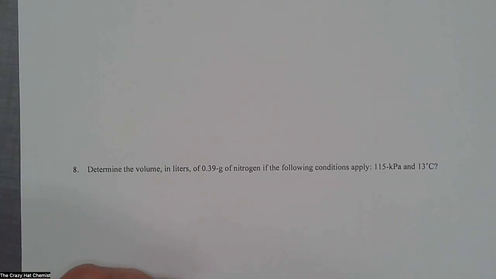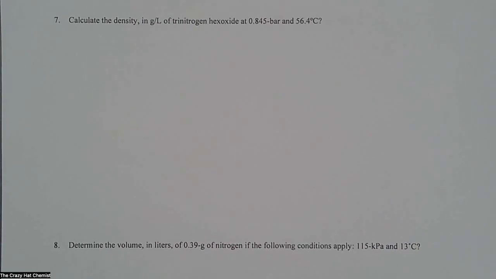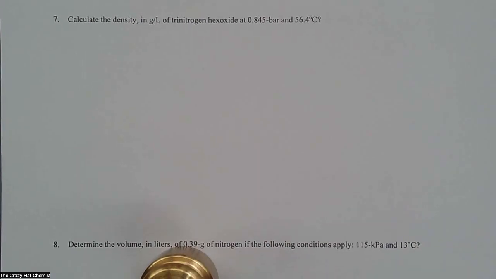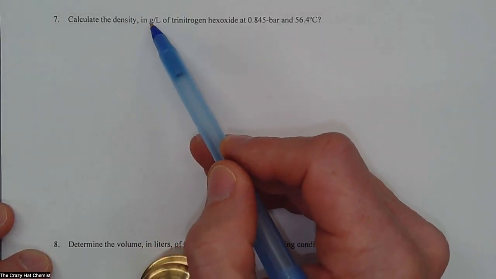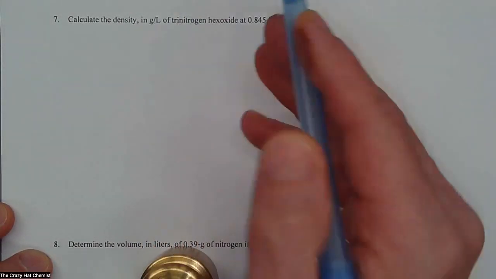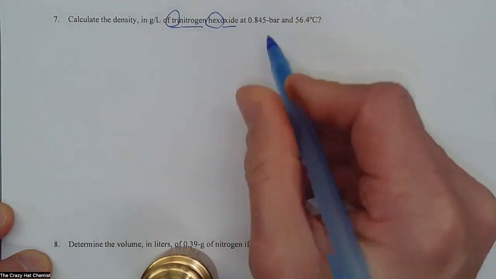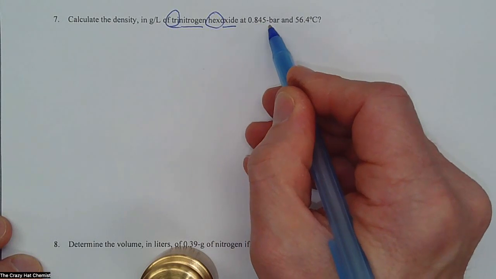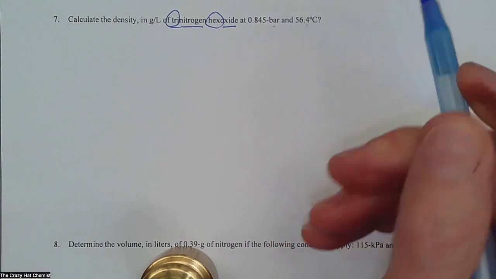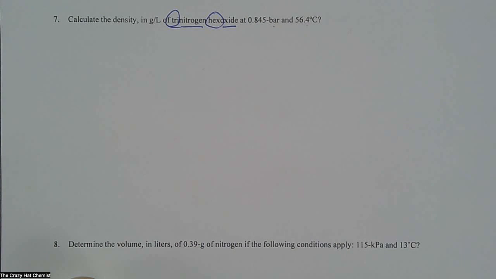All right, let's see if we can answer some more questions here on gases. And our next one here is number 7. So number 7 is we are going to calculate the density in grams per liter of trinitrogen hexoxide at 0.845 bar and 56.4 degrees Celsius.